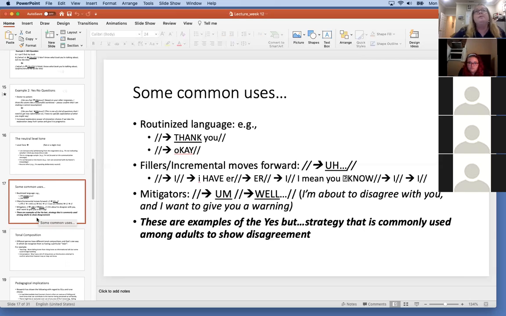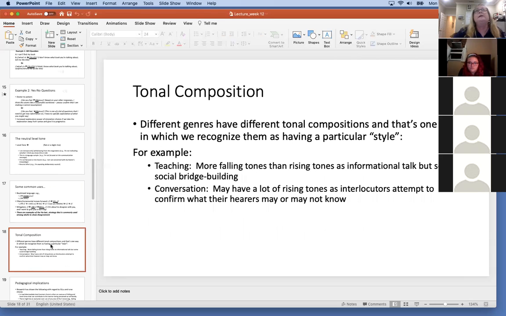So there are some common uses of that. And then the last thing that your book talks about before pedagogical implications is tonal composition. Essentially, what we know is that depending upon the particular discourse genre, you're going to have different tonal compositions. And it's one way that we recognize things as having different styles, right? If we hear a discourse genre, we can say, oh, that's in the style of.